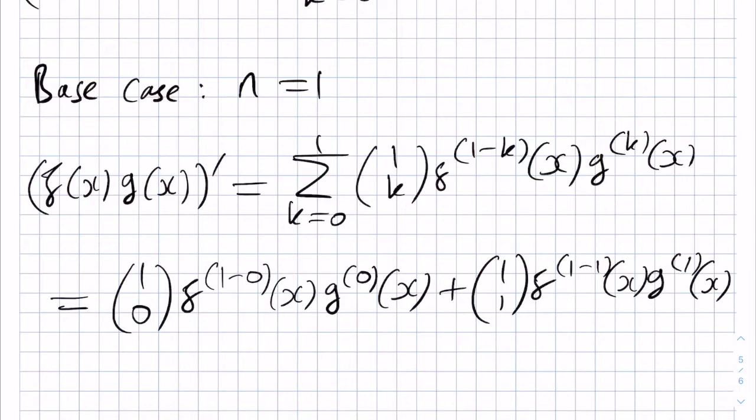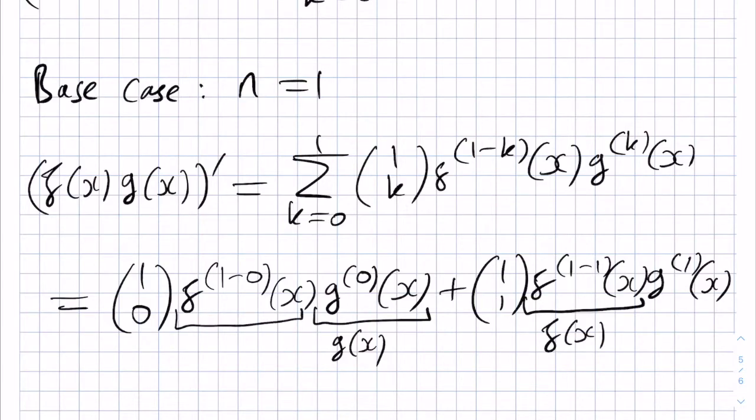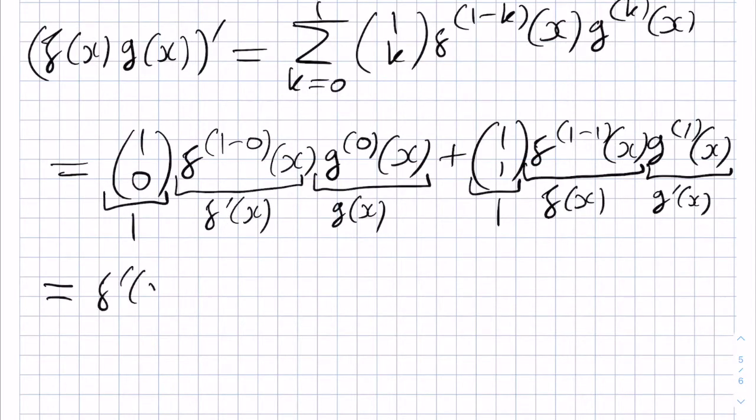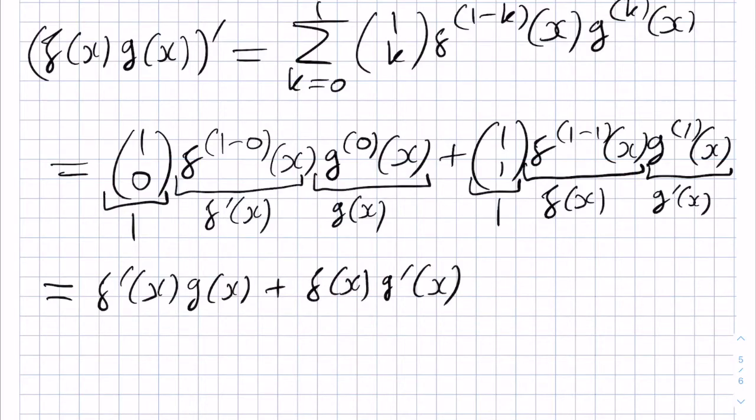If we take 0 derivatives of a certain function, then that just returns that original function. So this here is just g of x, this here, because 1 minus 1 is 0, is just f of x, and this here is f prime of x, the first derivative, and this here is g prime of x. These binomial coefficients are just 1 and 1, and so the result is f prime of x, g of x, plus f of x times g prime of x. And indeed, we recognise this as being the correct result from the product rule.